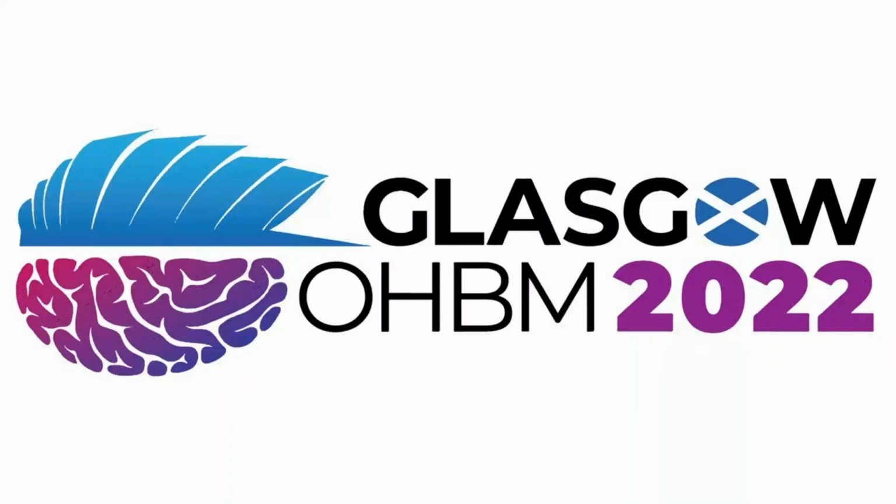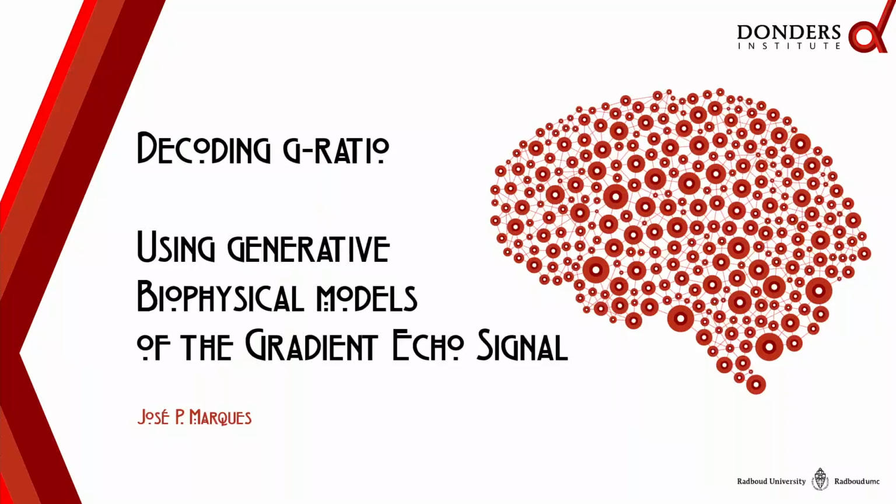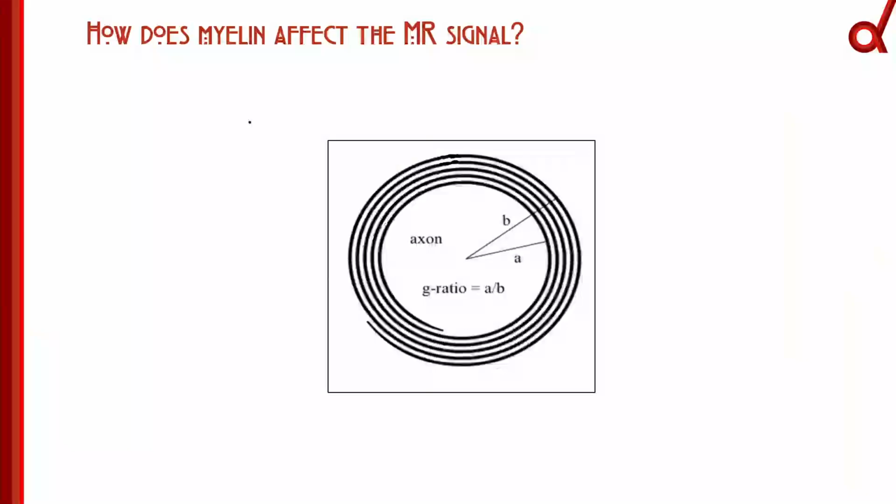So, good morning. My name is Jose Marquez, and I'm from the Donders Institute at Radboud University. And now I'll be giving a presentation on how we can try to use generative biophysical models that use the most simple MR signal that there is to decode and squeeze out G-ratio information from that signal so that we can have G-ratio maps throughout the brain.